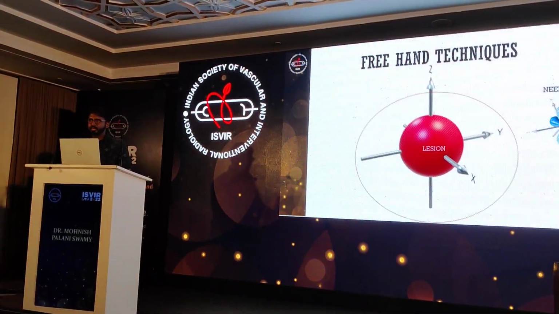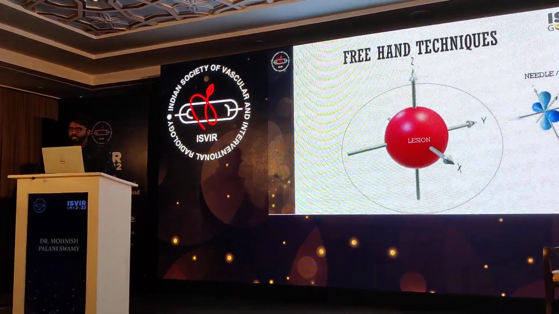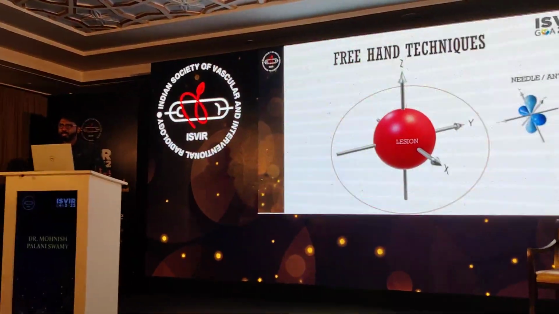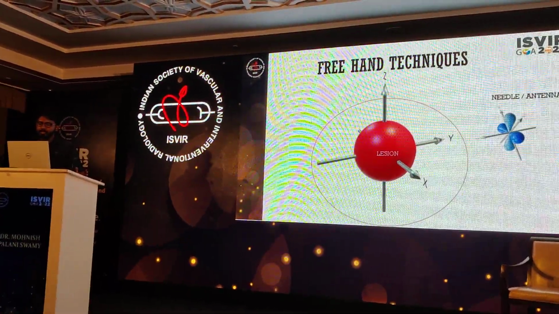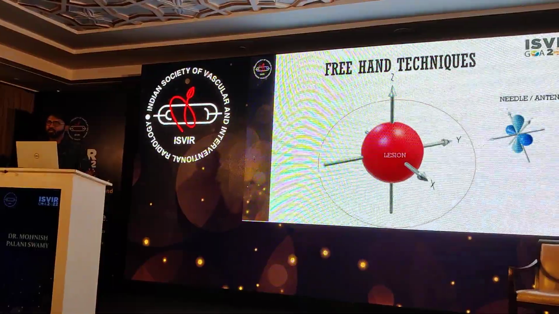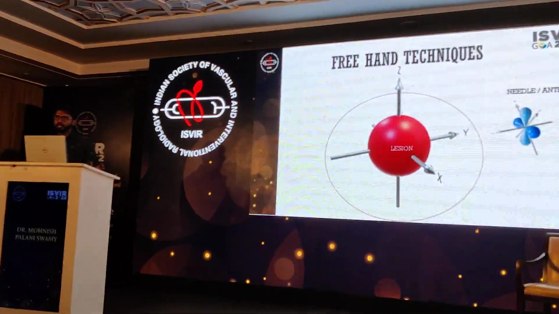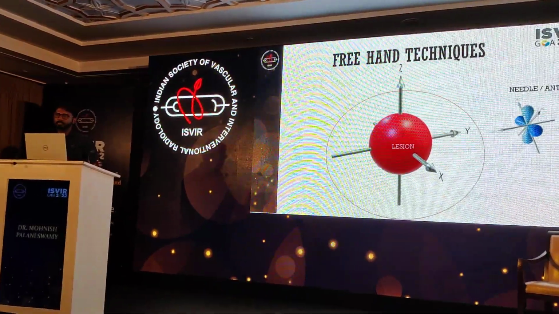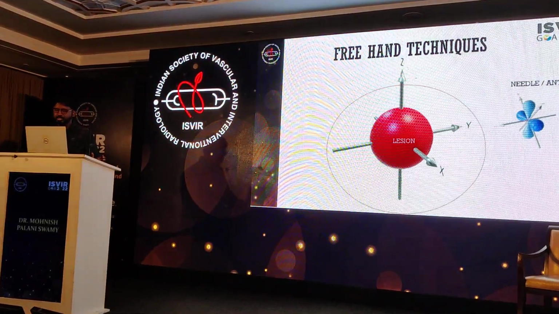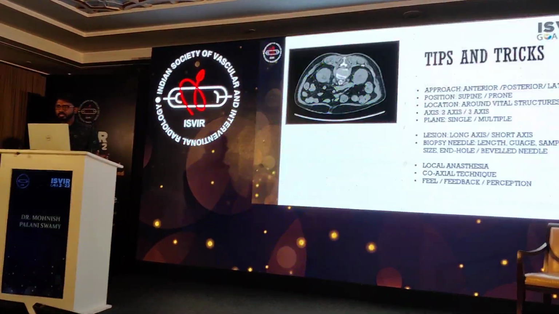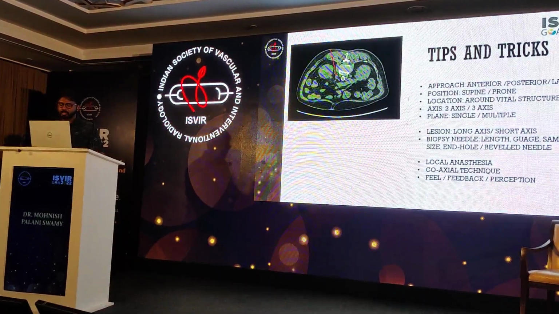So the freehand technique, as you all know: once you have a lesion, you will be looking at the long axis, the short axis, all three orientations of the lesion, and then try to pass the needle or the antenna right through the center of the long axis of the needle. This is what we've been learning, and over a period of time, we've perfected our techniques by going long axis into the lesion. And a few tricks and tips for the young IRs who are joining this crowd.